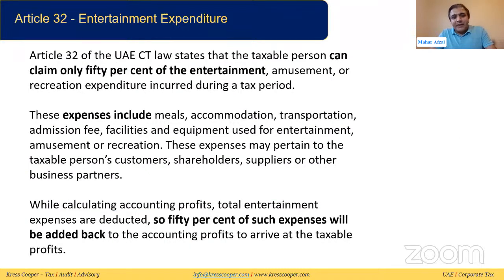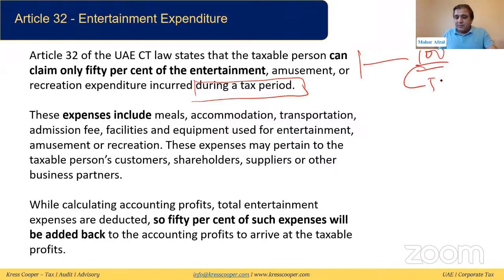Entertainment expenditure. Article 32 of the law says that you can claim only 50% of the entertainment, amusement, and recreation expenditure incurred during a tax period. So if any business is incurring entertainment, amusement, or recreation expenditures, assuming the expenses are 100, only 50% will be claimed. The remaining 50%, you will not be able to claim. We'll just discuss it in the example.